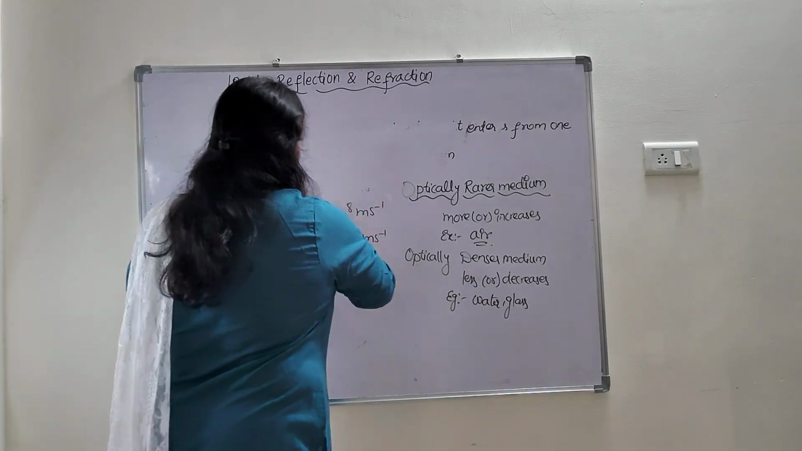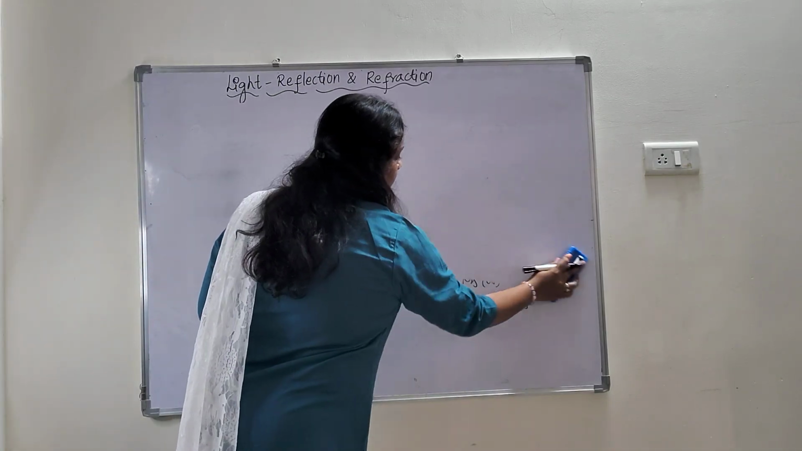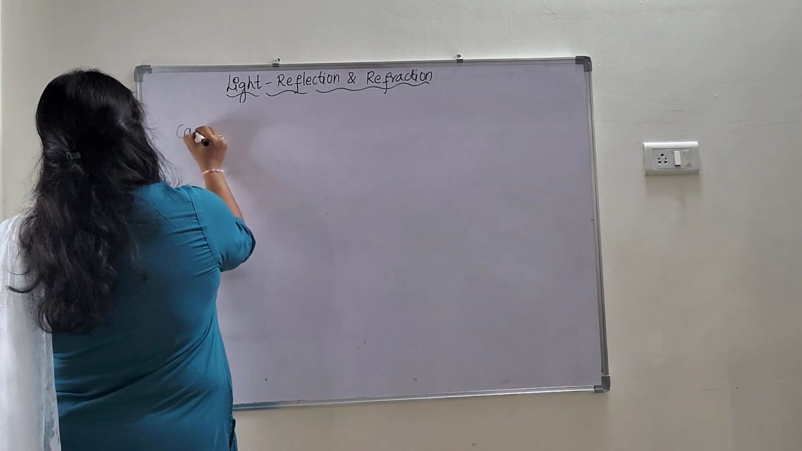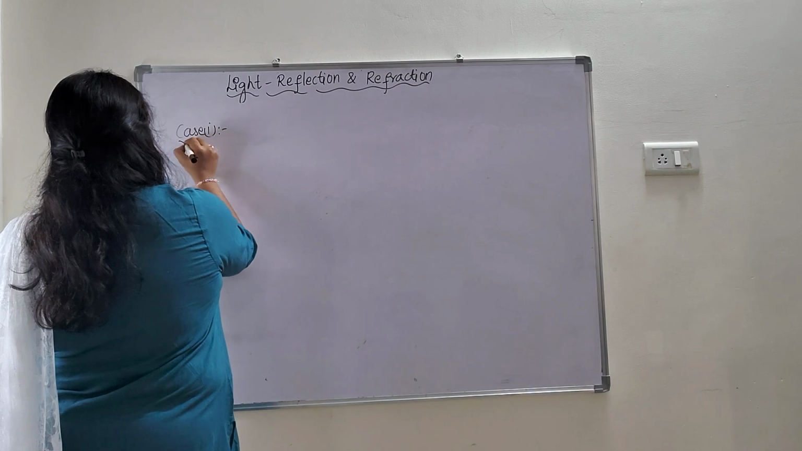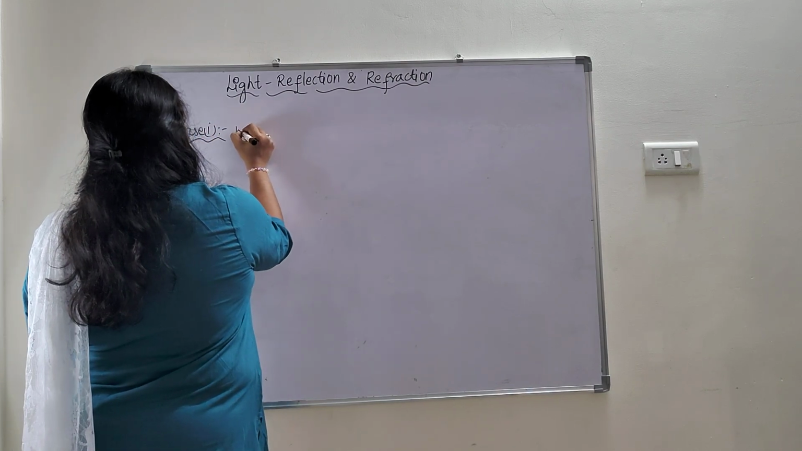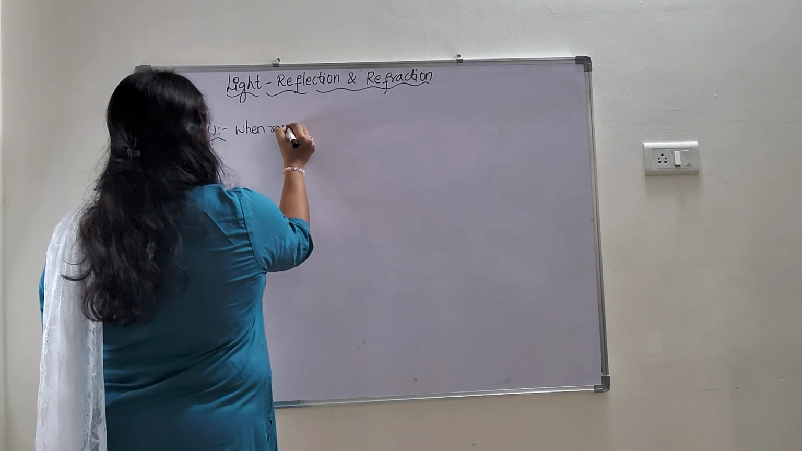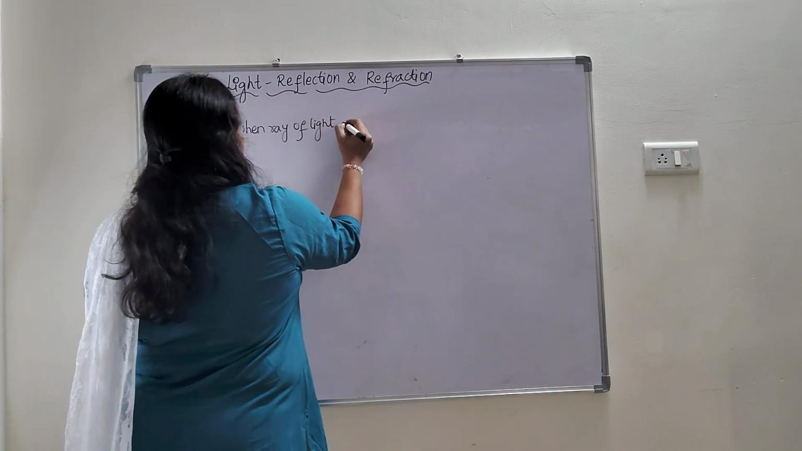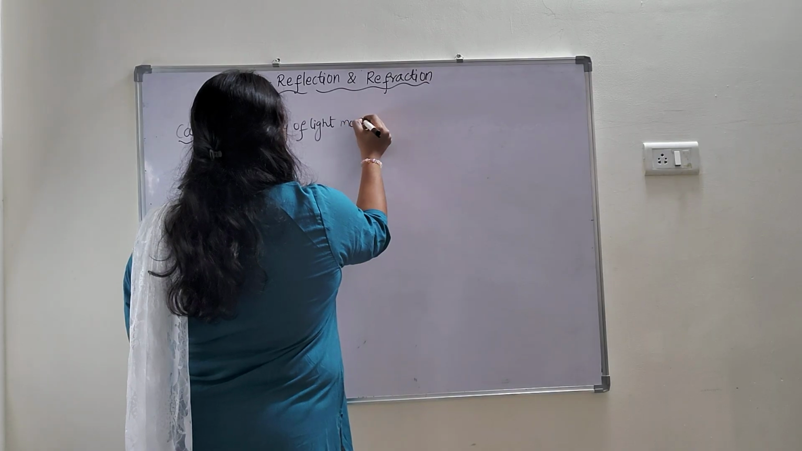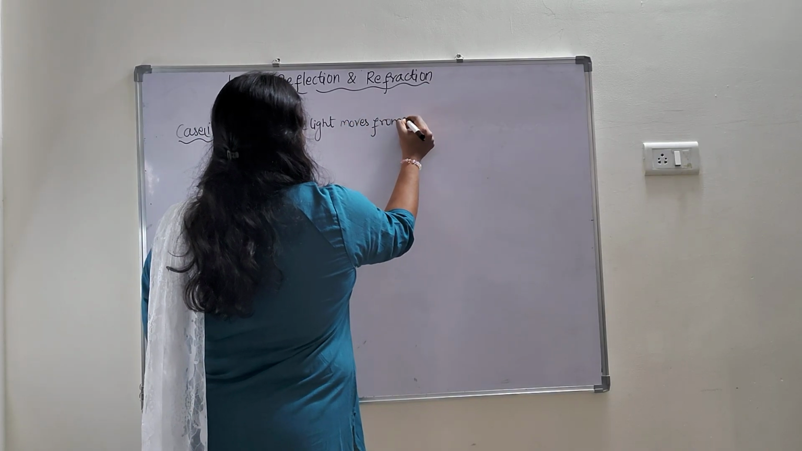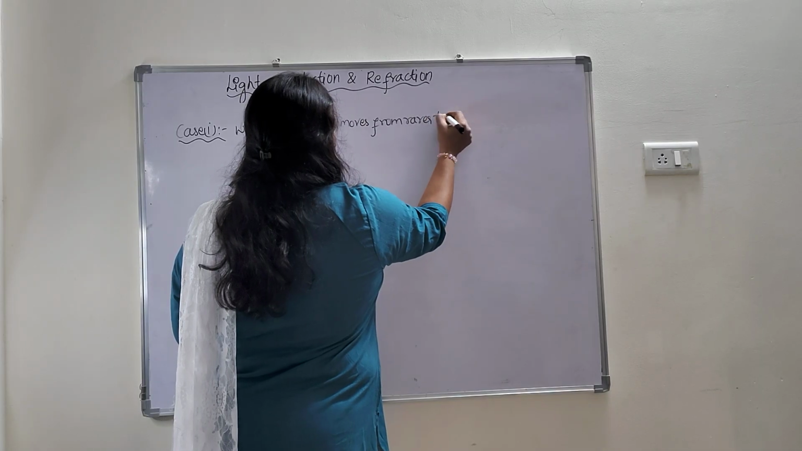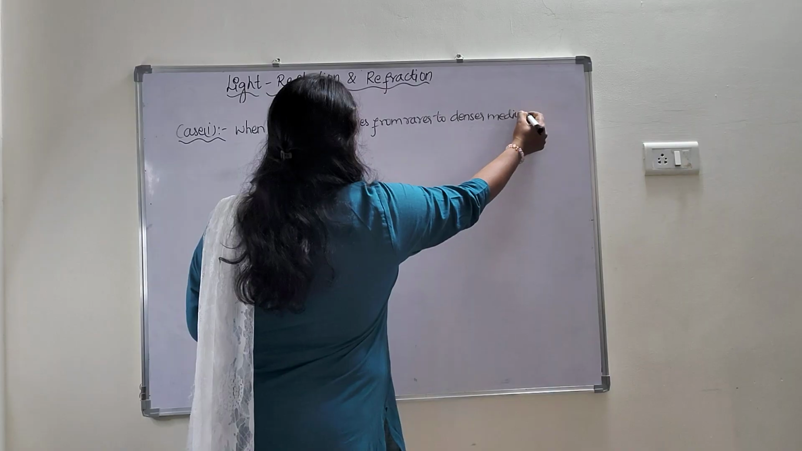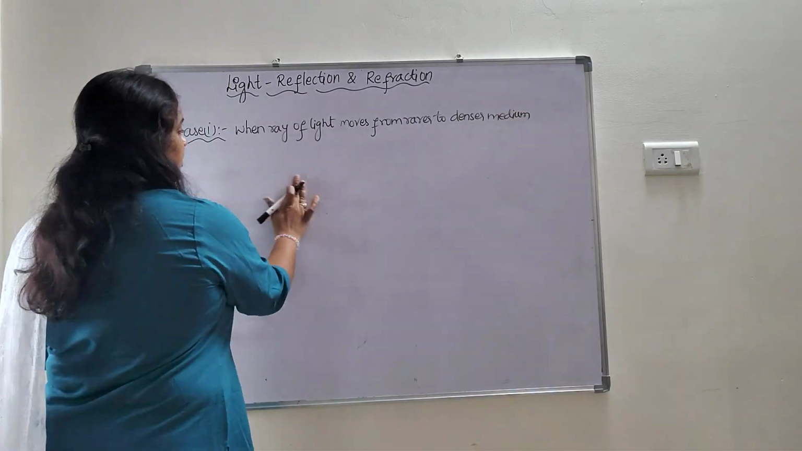Next, we'll discuss three cases. In case number 1, when a ray of light moves from rarer to denser medium, what happens?